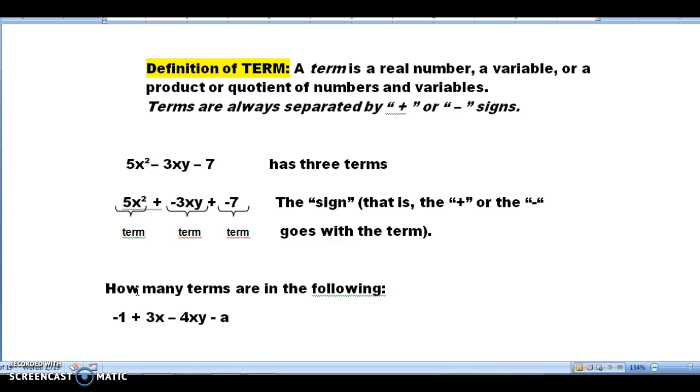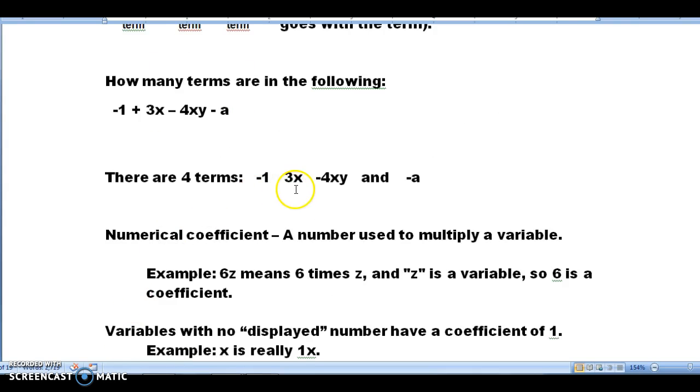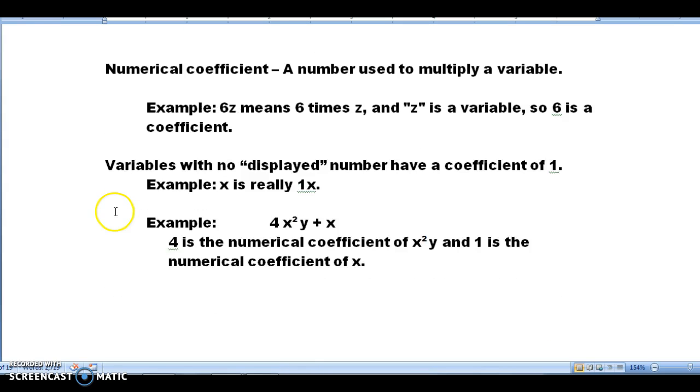So the question is, how many terms are in the following? The answer is going to be 4. It's negative 1, positive 3x, negative 4xy, and negative a. A numerical coefficient is a number used to multiply a variable. 6z means 6 times z, as we discovered from the first week in class. Z is the variable, making 6 the coefficient. Variables that have no displayed number have a coefficient of 1. For example, x is really 1x, so the coefficient is a 1.